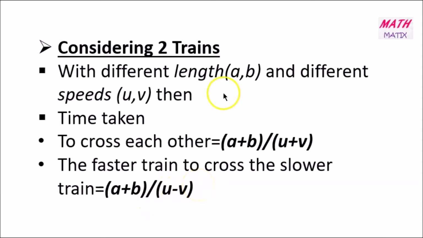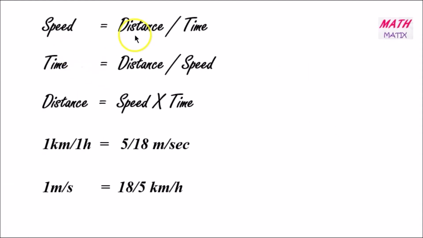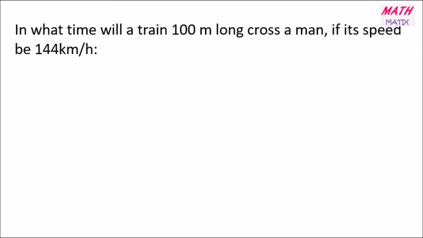The units will be kilometer per hour if the speed is in kilometer per hour, and meter per second if it is in meter per second. We know these basic formulas. Let's see the first problem.